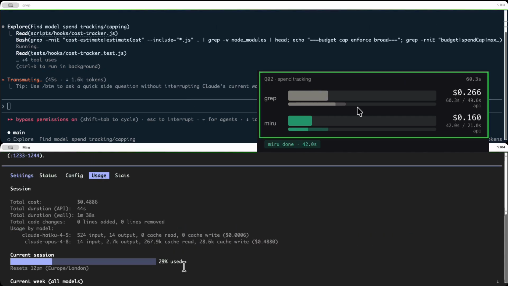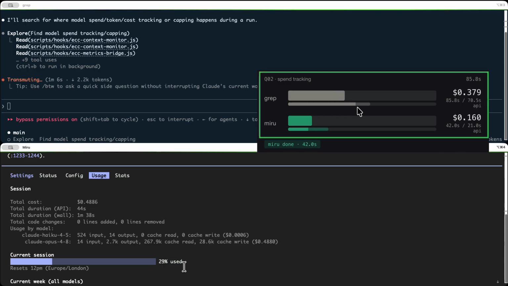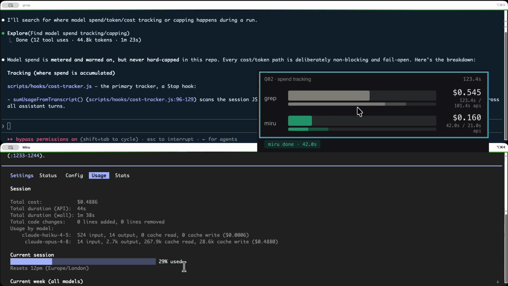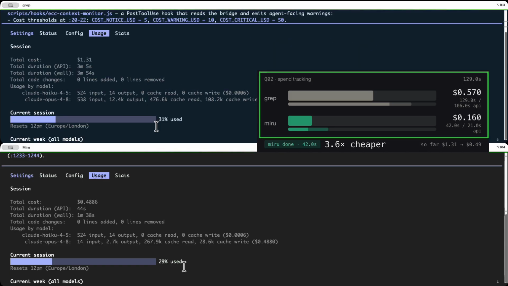57 cents against 16, 3.5 times cheaper, and the gap is widening. The clock isn't close either. 2 minutes 9, down to 42 seconds. And there's something quite pleasing about asking a tool how this framework controls spend, while it demonstrates controlling spend.